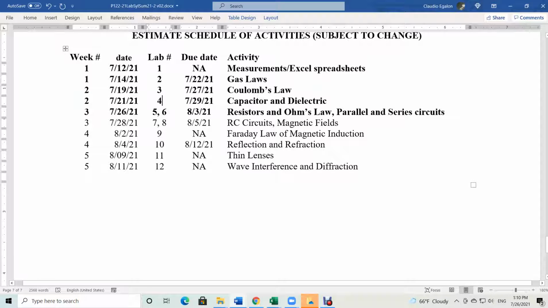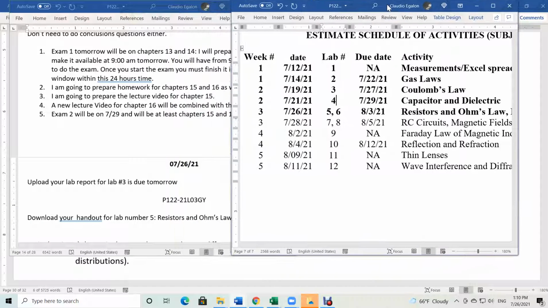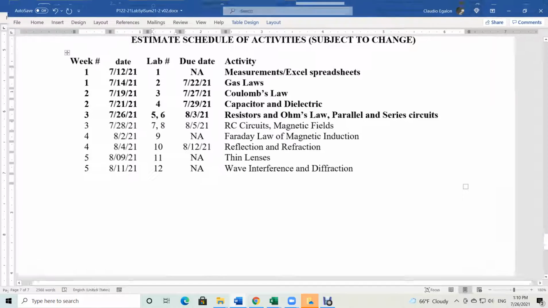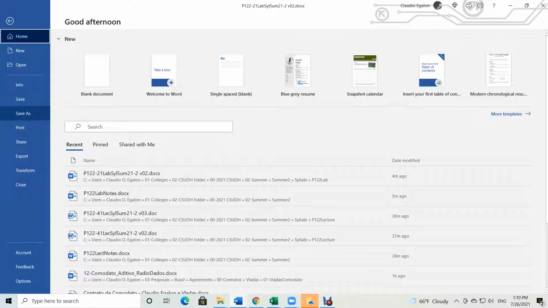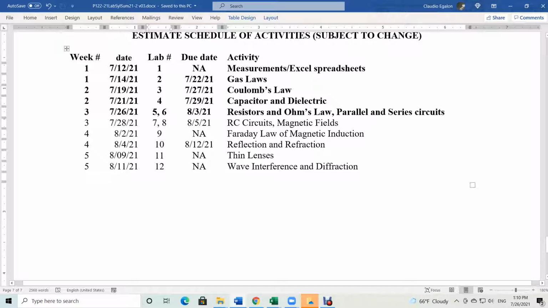So you should upload lab report number 5, Resistors and Ohm's law. Let me save that as number 3. Let's see if we can do parallel and series circuits today, although I don't want to do it right now because the lecture is still behind the lab. Let's see what happens. If you have time, we do it. If you don't have time, we don't do it.